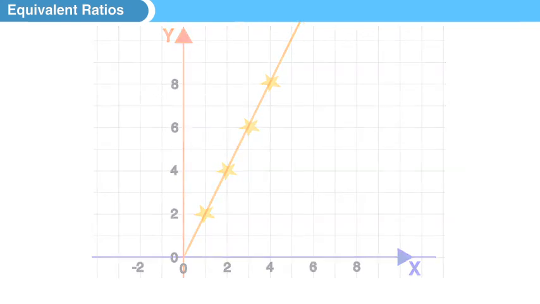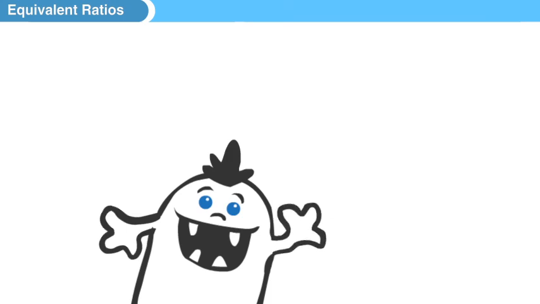Isn't that neat? Alright, now you know a variety of different ways to determine ratio equivalence.